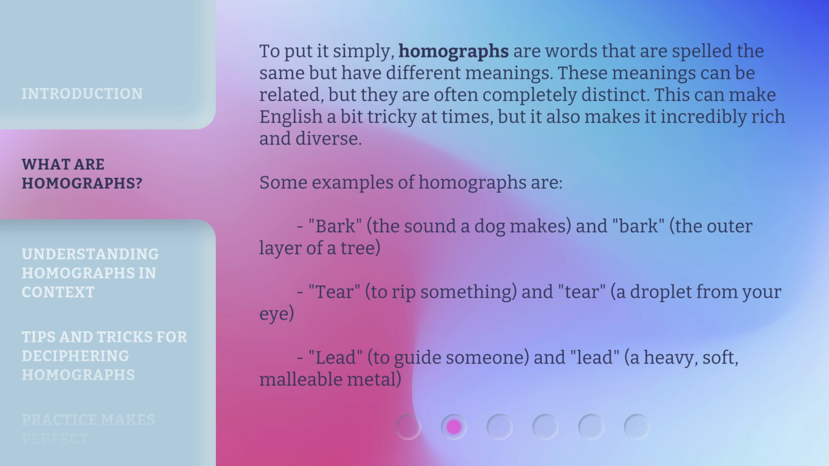Some examples of homographs are bark, the sound a dog makes, and bark, the outer layer of a tree. Tear, to rip something, and tear, a droplet from your eye. Lead, to guide someone, and lead, a heavy, soft, malleable metal.